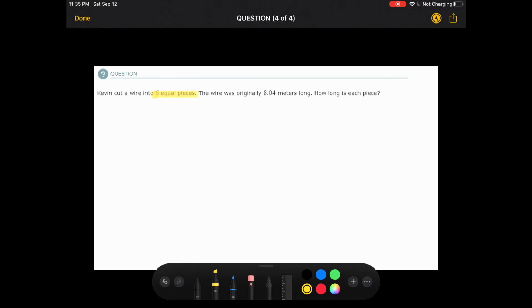So it says, Kevin cut a wire into 6 equal pieces. I'm going to highlight that in yellow. The wire was originally 8.04 meters long. How long is each piece? So I highlighted here the information that we didn't know. Okay, so I have 8.04 meters long. So it was a certain length, okay? And then it was cut into 6 equal pieces.